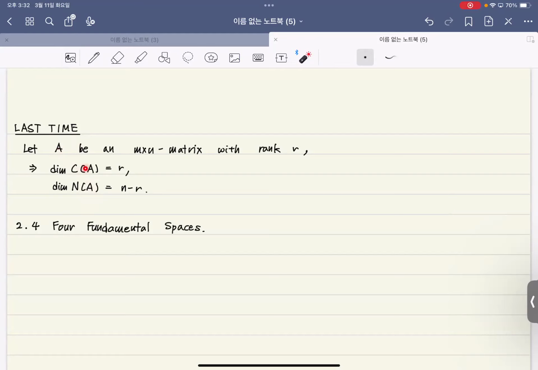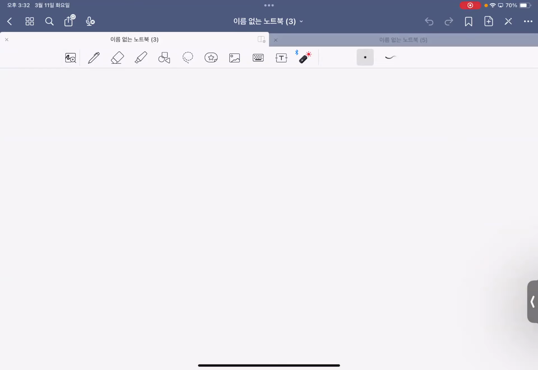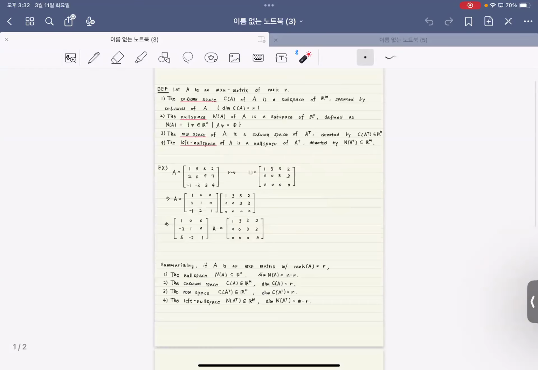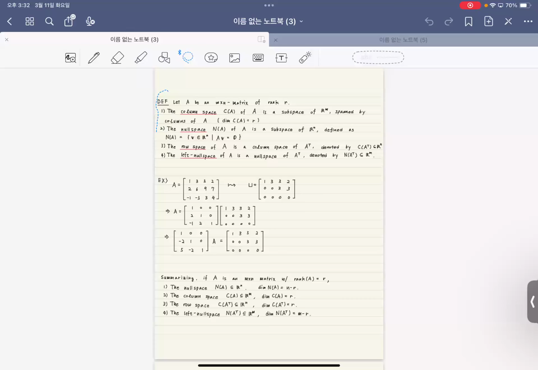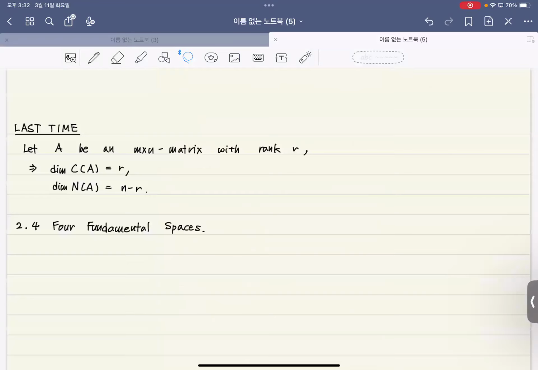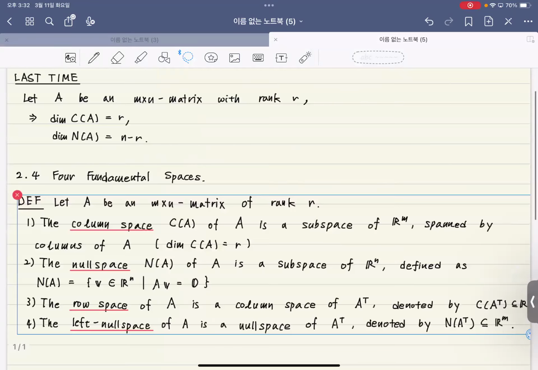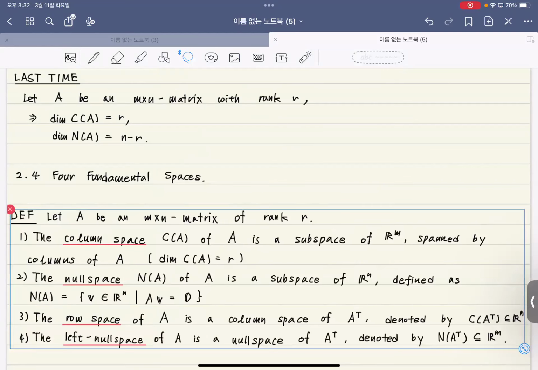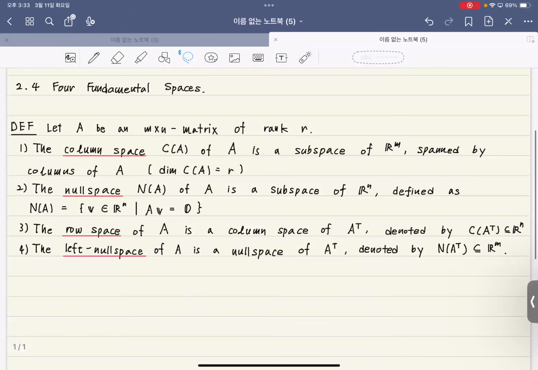Therefore, combining all these four spaces, we could name them the four fundamental subspaces of matrix A. So what are these four fundamental spaces? I'm going to give you the definition first. Okay, so this is my definition.